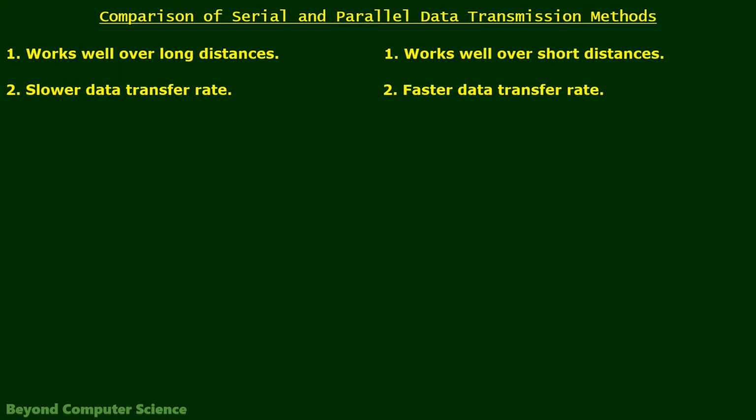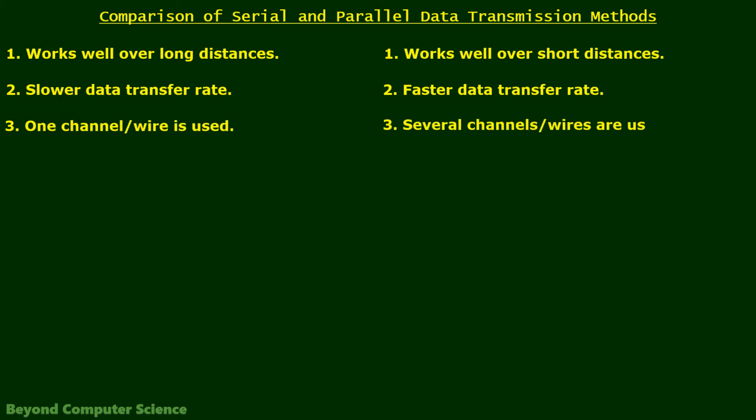Then serial transmission has slower data transfer rate. Obviously, when you have only one wire and you are sending data using one wire only, you will have a slower data transfer rate. Parallel transmission has a faster data transfer rate because you have multiple channels, multiple wires, 8, 16, 32 or 64 wires, and you can send bits by those wires simultaneously. So obviously you are going to get a faster speed. One channel wire is used in serial transmission, and in parallel several channels or wires are used.